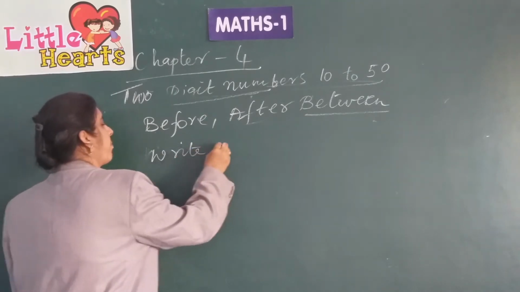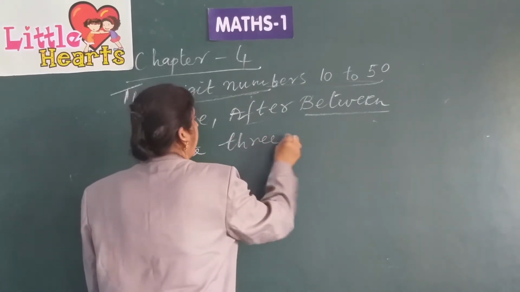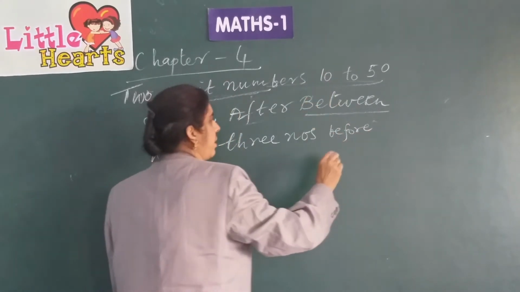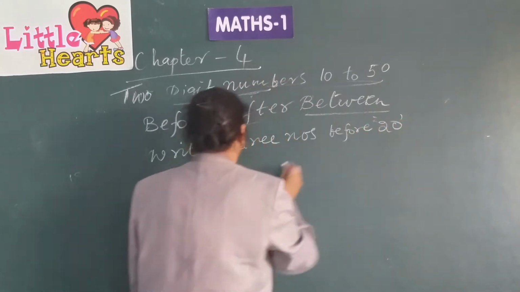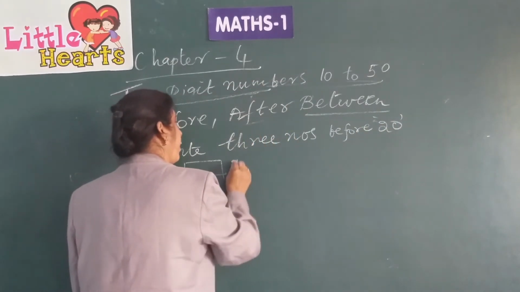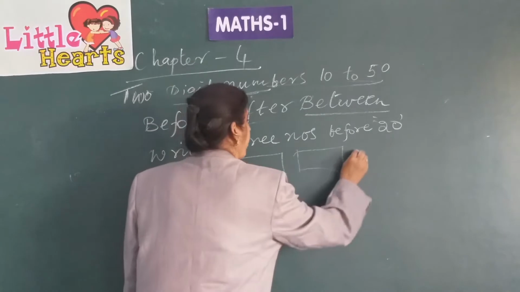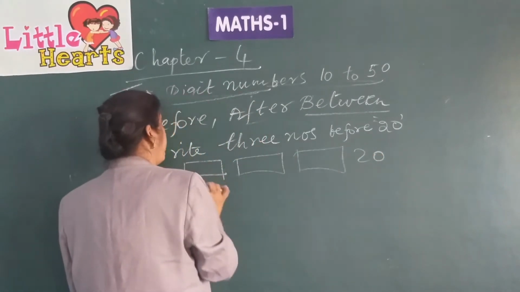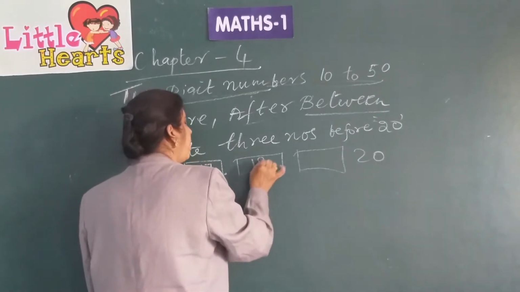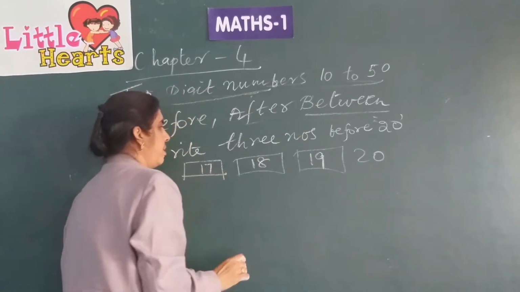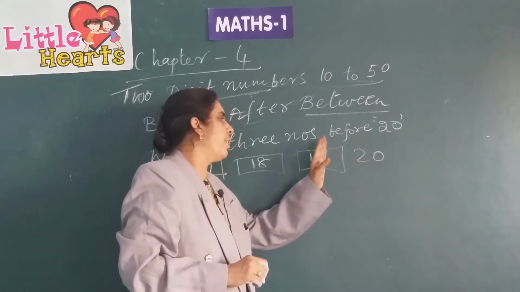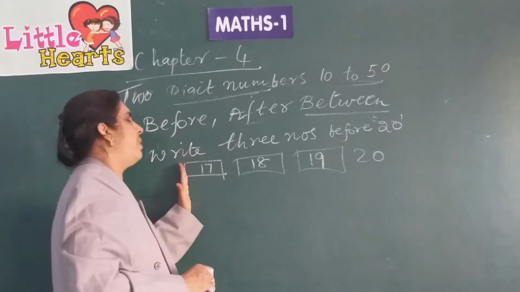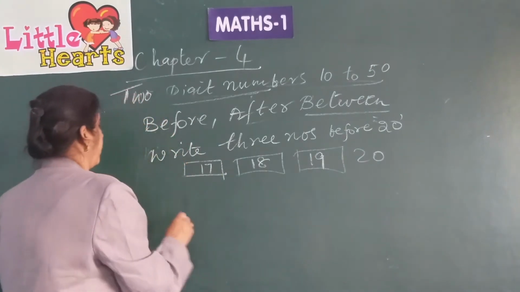Write 3 numbers before 20. Before 20, 3 numbers: 17, 18, 19. Before 20 comes 19, before 19 comes 18, before 18 comes 17. In this way you can write.